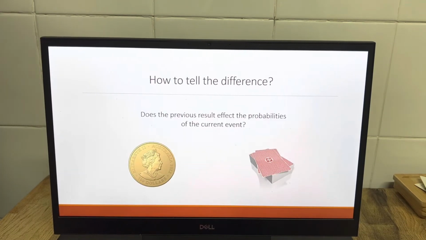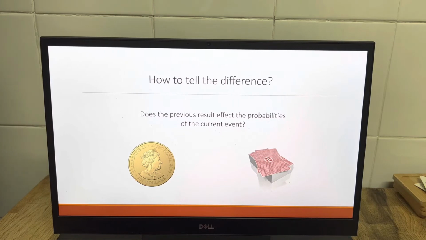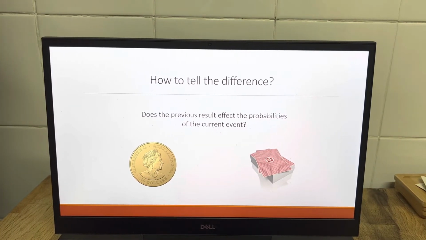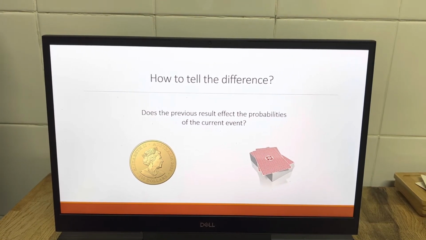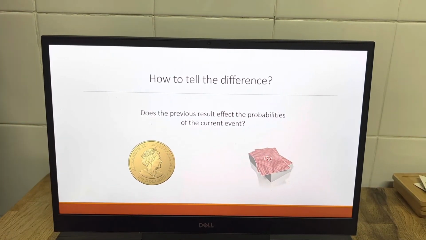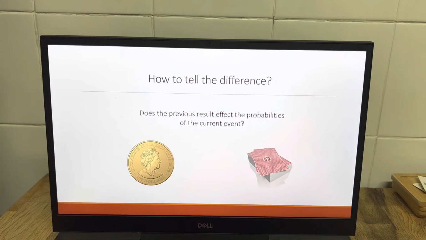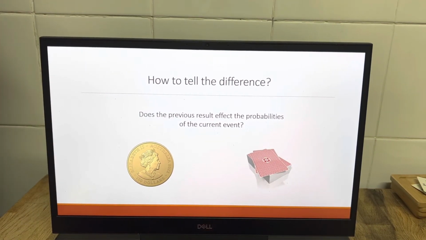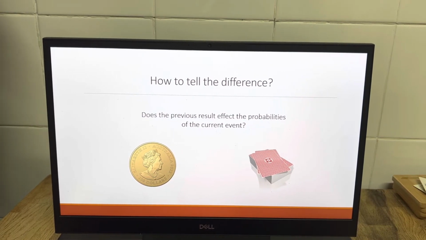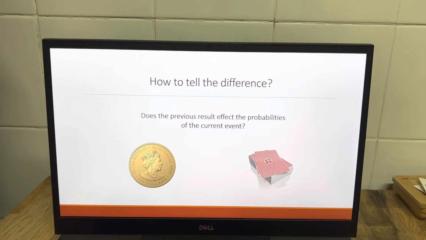So, how do we tell the difference between independent and dependent events in probabilities? We just have to ask ourselves, does the previous result affect the probabilities of the current event? So in our example, when we flipped a coin, did the previous result affect the current event? And did the card drawing, did the previous results affect the current event? Pause here if you'd like to have a go at this on your own.